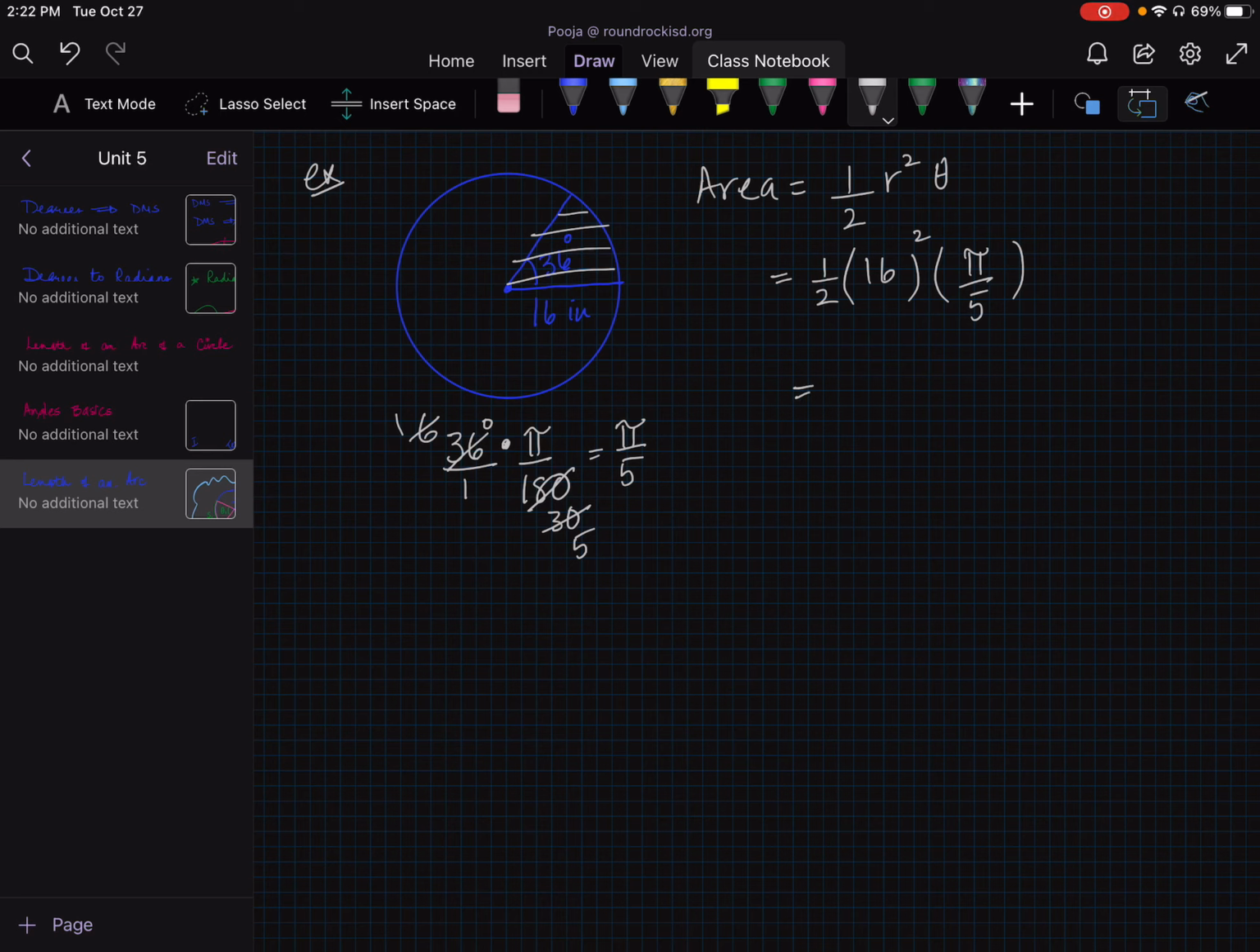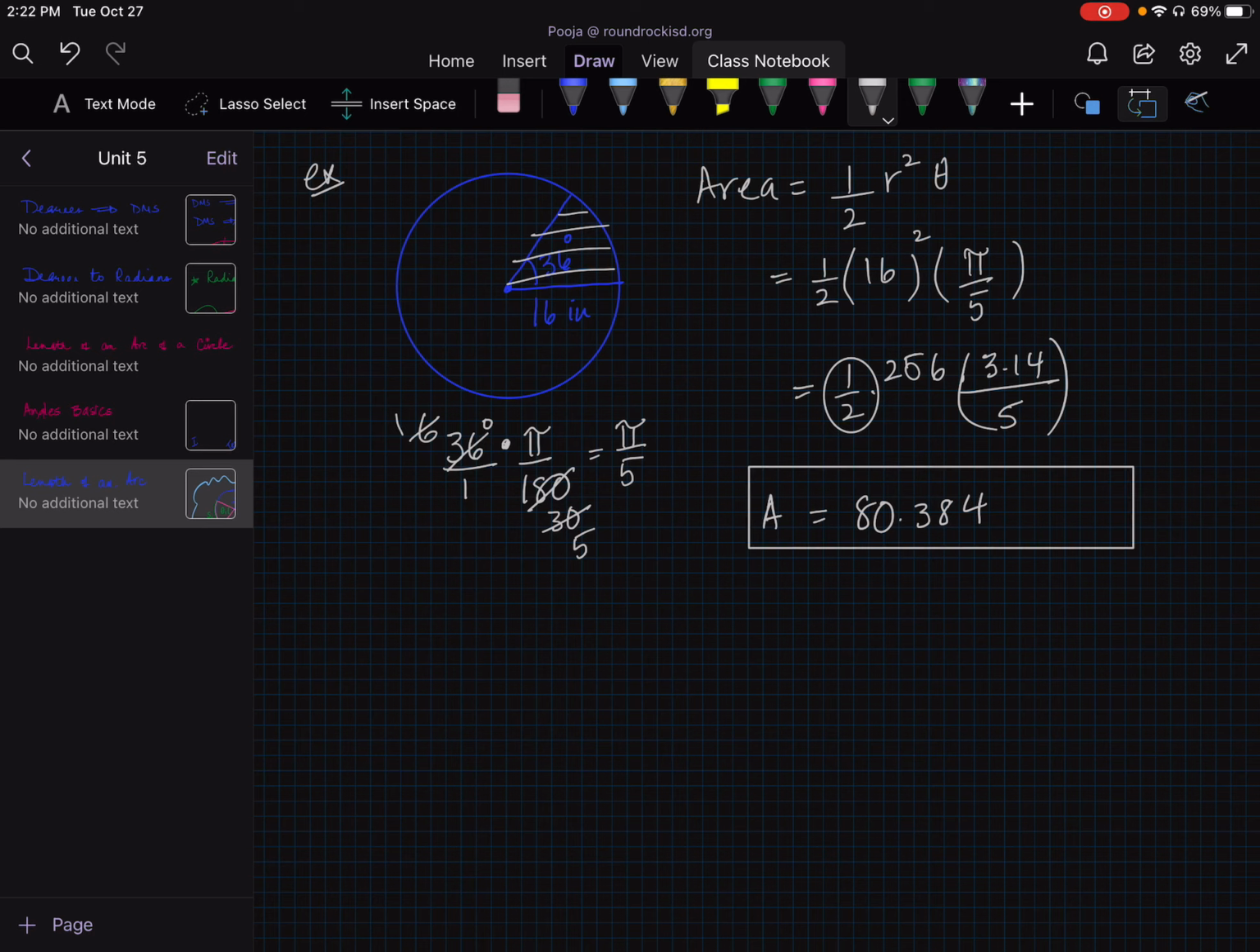Then I'm just going to grab my calculator. I know 16 squared is 256, and then times 3.14 divided by 5. You can do all that on a little calculator. 256 times 3.14 divided by 5 is about 80.384. And remember, this is area, so the units are inches, but then area is inches squared. All right, and that's how easy this is. There's no trick or anything to it.